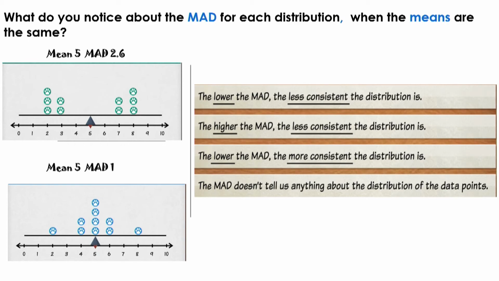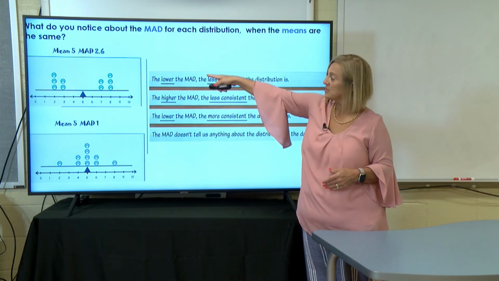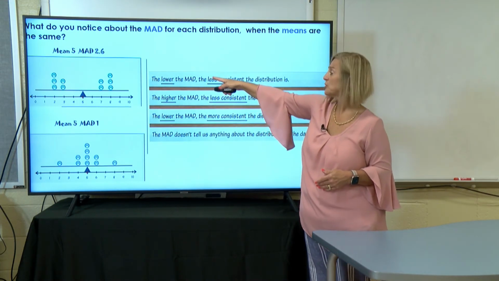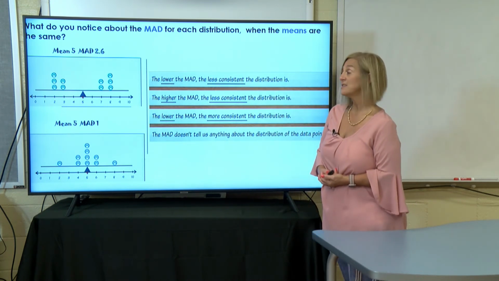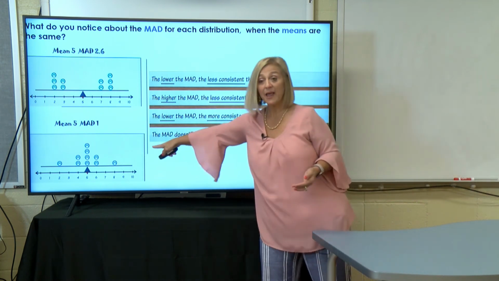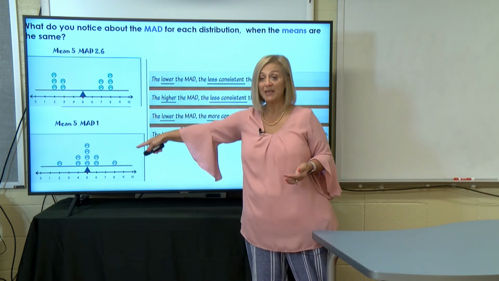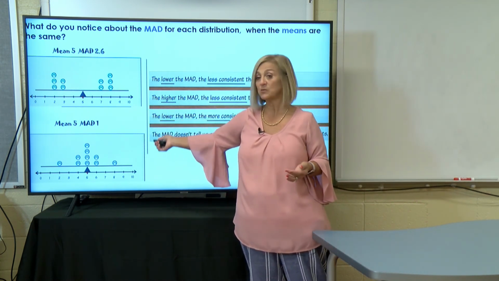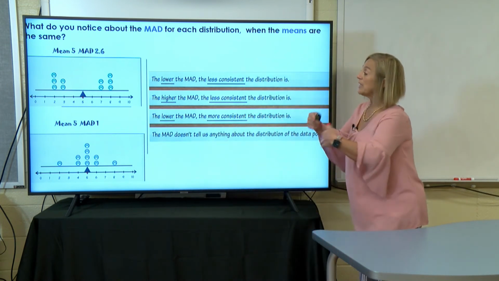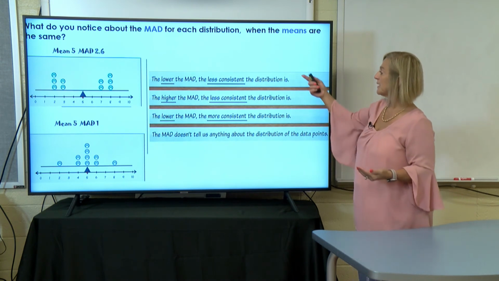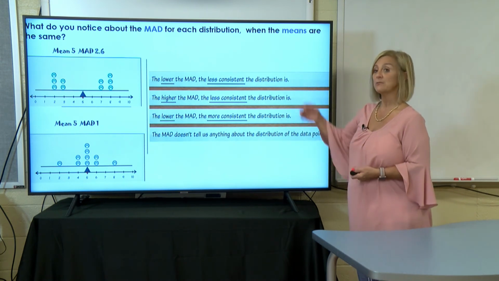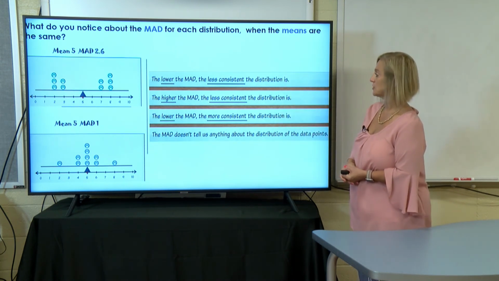So I put the graphs back up here. Look at the jumpsters on the top. Their mean is 5. Their MAD is 2.6. And we have the sliders right down here. Their mean is 5 and their MAD is 1. Looking at the graph and thinking back to what we talked about earlier in our lesson, let's see if we can come up with some generalizations here from our answers.